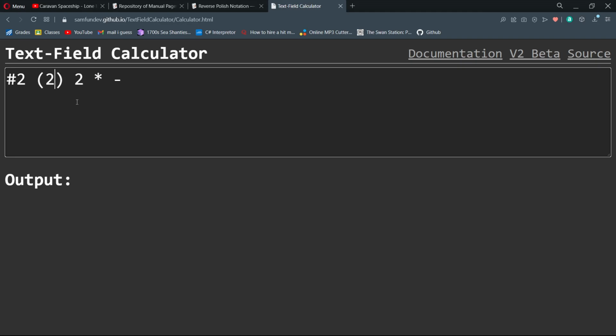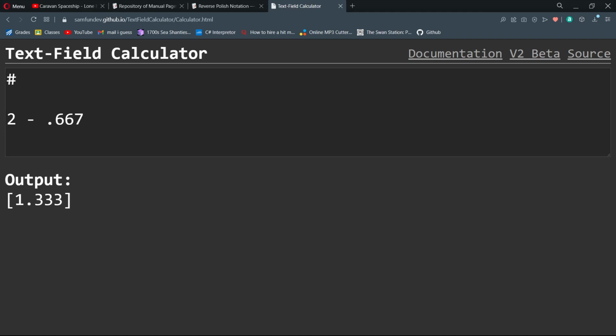So let me just have parentheses here, which is not the point of reverse Polish notation, but I don't care. So now we have 2 times 2 over 6, that's going to be 4 over 6, which translates to 2 over 3, which is 0.667. And then all we do is 2 minus 0.667, which is going to be 1.333.